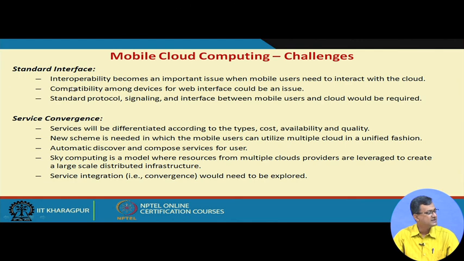There are other challenges like standard interfaces, so that different applications and different sorts of devices can work on it. Service convergence: services will be differentiated according to type, cost, availability and quality. A new scheme is needed in which the mobile user can utilize multiple clouds in a unified fashion. That is what we mean by service convergence. Service integration and convergence would need to be explored in order to achieve all those things, right. So, these are some of the important aspects.